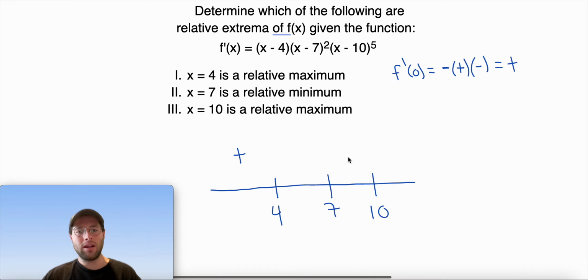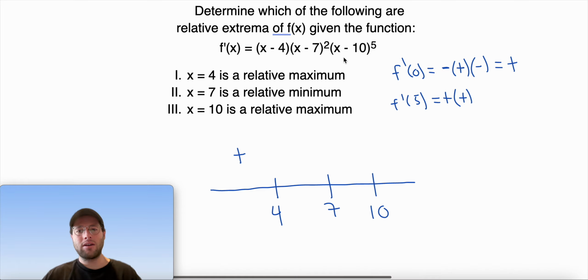Now let's go on and plug in a value in this interval here. I'm just going to choose 5. So f prime of 5 equals, so we have 5 minus 4. That's going to be positive. So we have positive. And then this middle term, 5 minus 7 is negative. But again, we have to square it. And so that will be positive. And from here on out, this middle term, let's just note, will always be positive because it is being squared. So we have positive here.